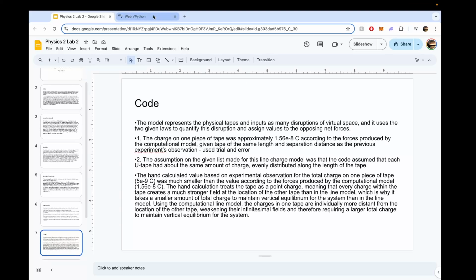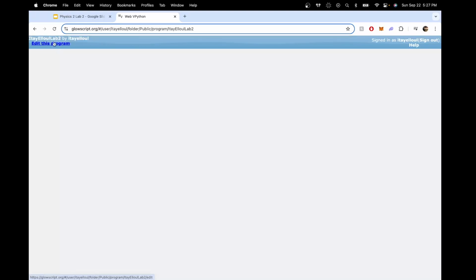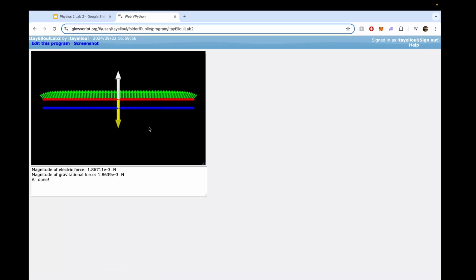And here's the code. For every tiny charge in the upper tape, the model calculates the force on that tiny charge due to every tiny charge in the lower tape. Then it sums all this to get the total electric force on the upper tape due to the lower tape. And we can run it. You see that the net gravity and the net electric force are equal and opposite. So the model predicts it and it looks good.